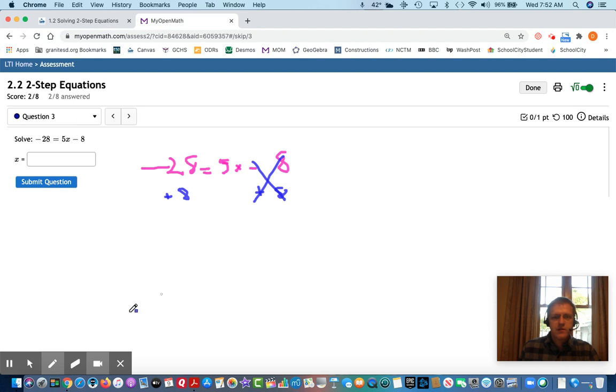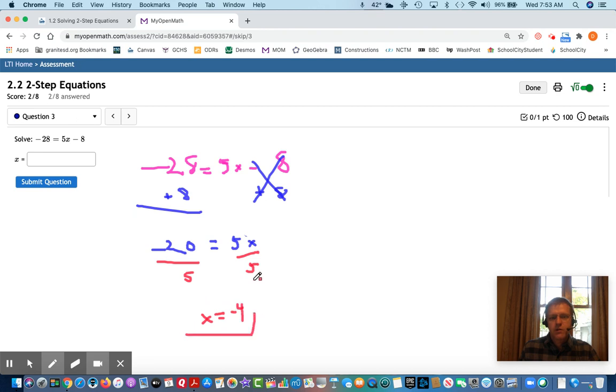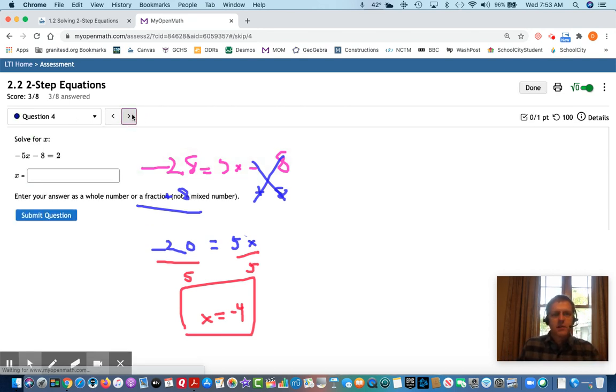So 8 minus 8 goes to 0. Negative 28 plus 8 becomes negative 20 is equal to, oh man, I'm struggling. Okay, let's write this again. Is equal to 5x. Then we are going to divide by 5 and divide by 5. So x is equal to negative 4. And there we go. Bam. Okay, let's try some other ones.